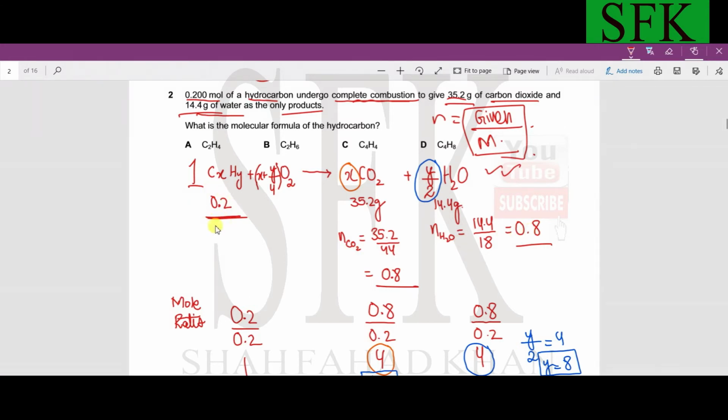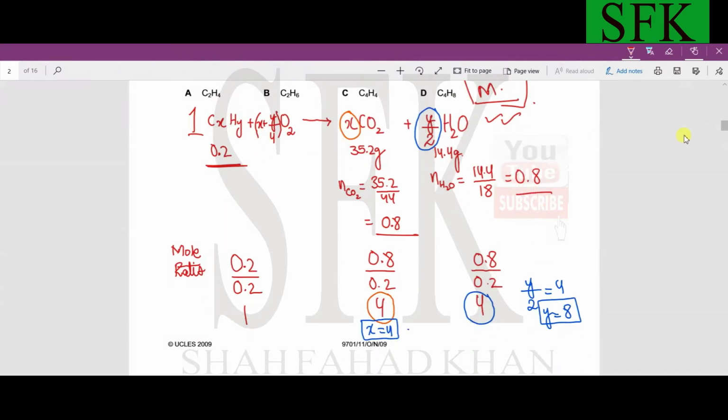The actual moles are 0.2, 0.8 and 0.8. Divide them by the smallest moles given. So it becomes 1 is to 4 is to 4. Now these 4 and 4 correspond to x and y upon 2. So the value of x becomes 4 and the value of y upon 2 also becomes 4. So the value of y equals 8 and the value of x is 4. Therefore our answer is C4H8, so D is our answer over here.